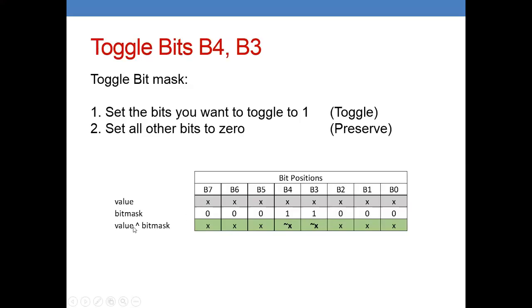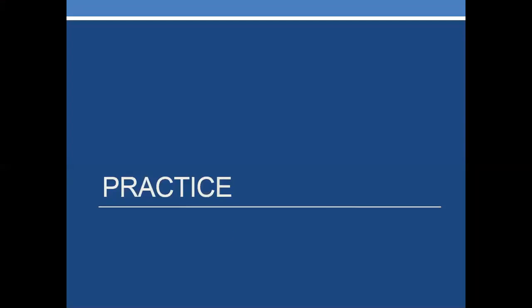Now, when I XOR value with bit mask, whatever was stored in the value, whether it's a 0 or 1, my output here is not X and not X. Everywhere else, I maintain X. So there's an example then of how to toggle bits.